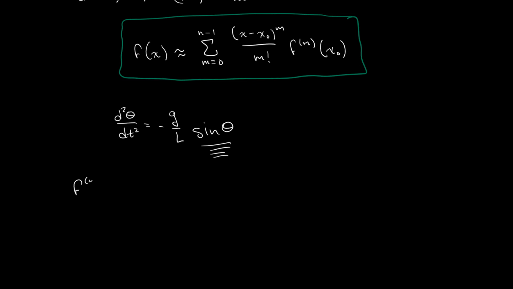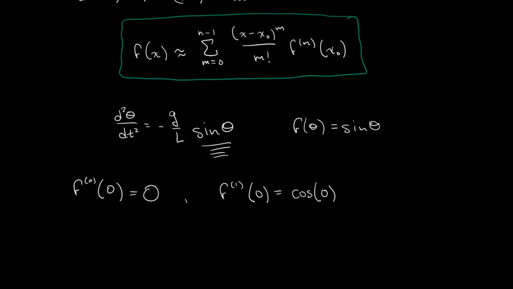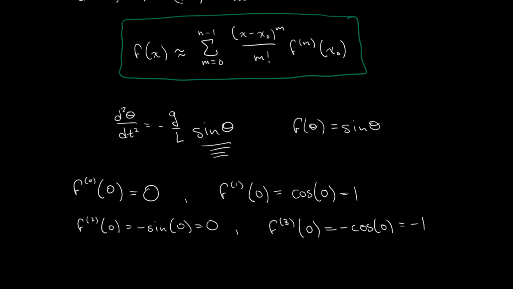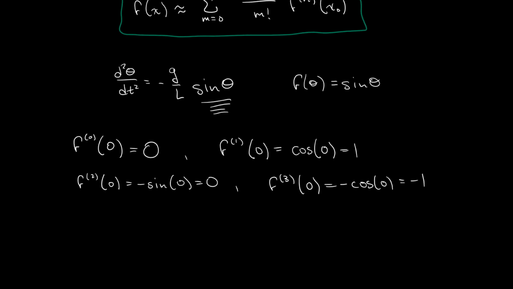So our f of zero, evaluated at zero, right? Where f of theta is, we're just going to call sine theta. The zeroth derivative, which is just sine theta, evaluated at zero is zero. The first derivative of sine of theta is going to be cosine. So this is cosine of 0, which gives me 1. I can, of course, keep going, and I can write the second derivative at 0 is minus sine at 0, which is again 0. The third derivative at 0 is equal to minus cosine, and that's minus 1.